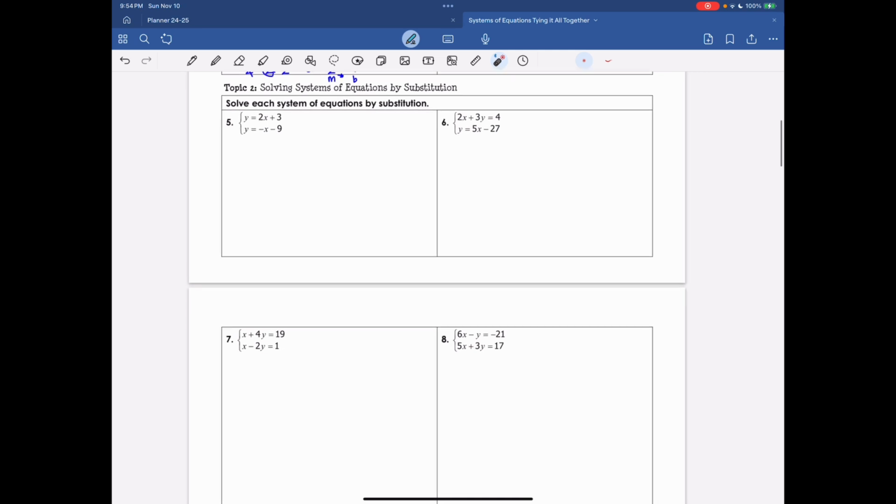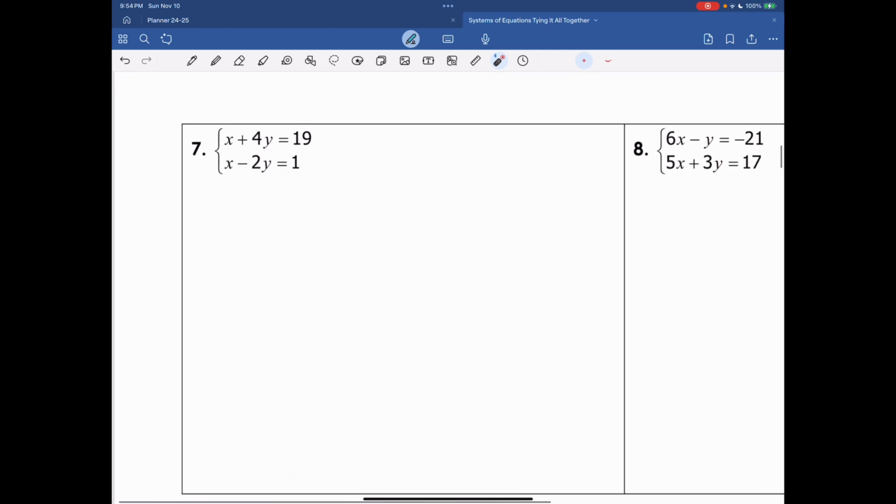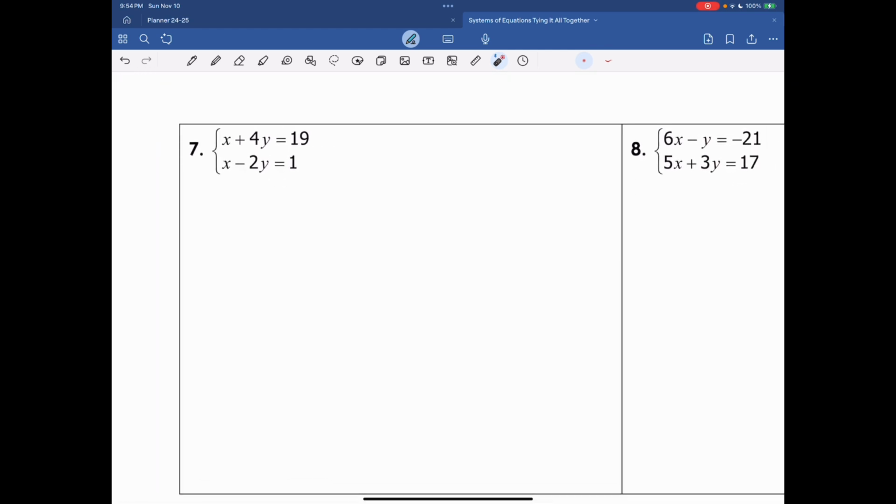Okay, now when it comes to the substitution method, remember, guys, one of your equations has to be solved for either x equals or y equals. So let's take a look at number 7. Number 7, both of my equations are in standard form.